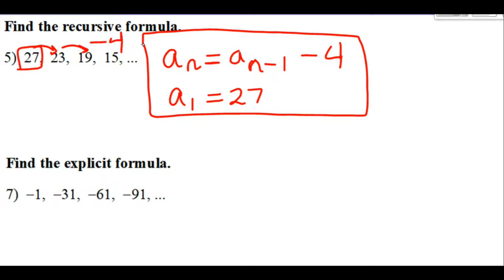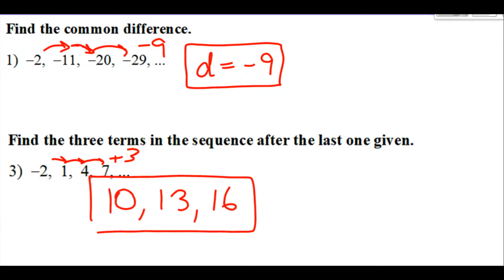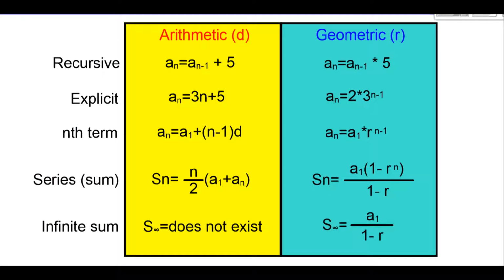The explicit formula is a little bit different. We don't need the one right in front of it, so you won't have that an minus 1, but still it kind of starts the same. How do we get from number to number? It looks like we are subtracting 30. So the explicit formula, let's go back to the formulas again. The explicit formula for arithmetic is going to look like this, but it has to do with that nth term. You look at this nth term, a1 plus n minus 1 times d. That's what we're going to need.